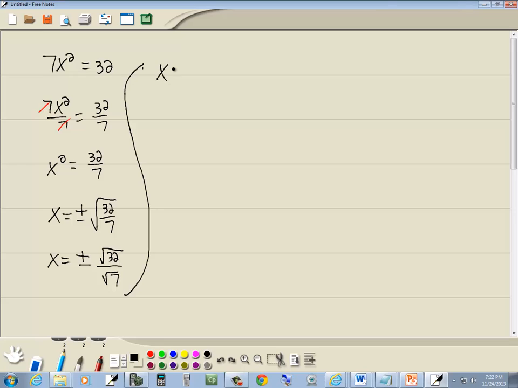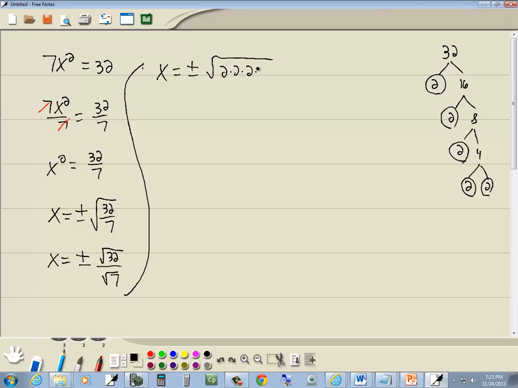Well, the top part I can simplify a little bit. 32 is 5 2's, but let's show it. 2 times 16. 2's prime, so we circle it. 16 is 2 times 8. 2's prime, so we circle it. 8 is 2 times 4. 2's prime, so we circle it. And 4 is 2 times 2. So 5 2's. So the top part becomes 5 2's. And the bottom part is prime, so we leave it alone for the time being.